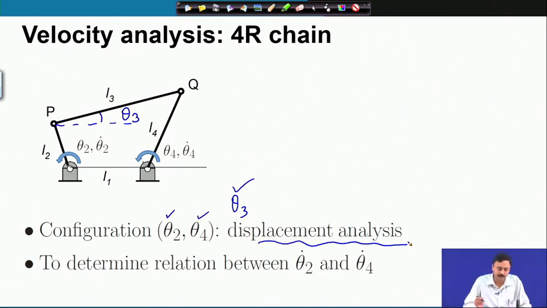I want to find out the relation between theta 2 dot and theta 4 dot. So, the relation between the two, this relation is what I want.